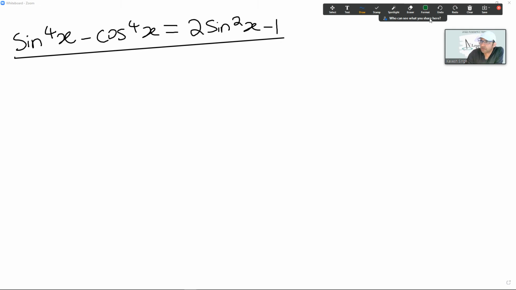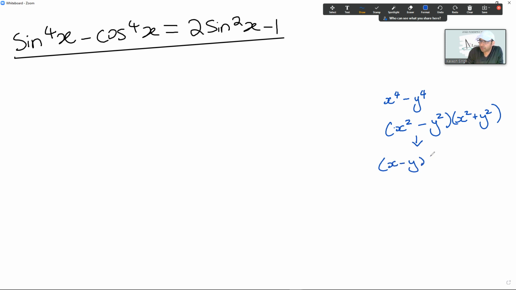For this one here, the first thing I can see is that if you've got x to the power 4 minus y to the power 4, you're going to have a difference of squares. So it's going to be x squared minus y squared multiplied by x squared plus y squared. And then that is going to become x minus y multiplied by x plus y. So there's a further possible factorization, difference of squares. But you can't factorize x squared plus y squared, so we just leave that as is.